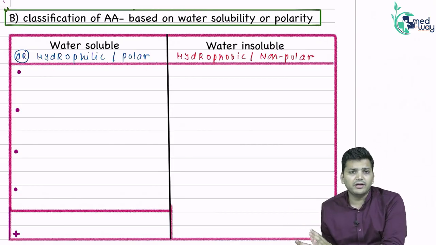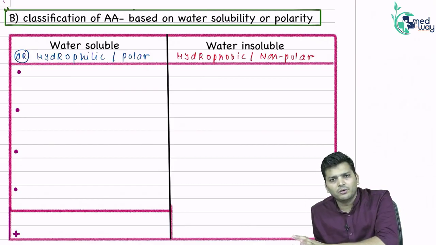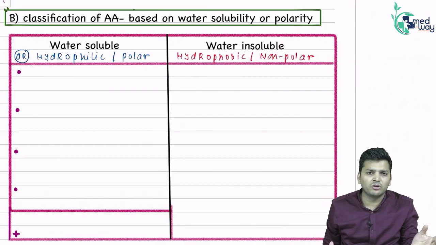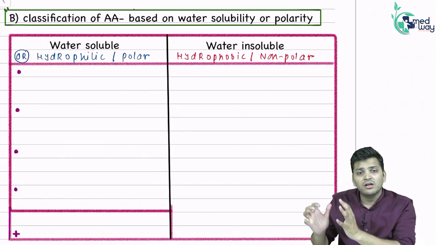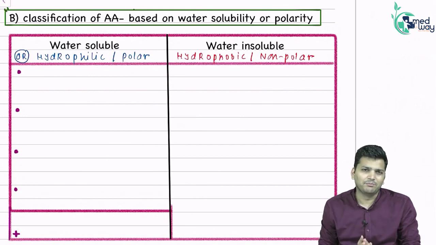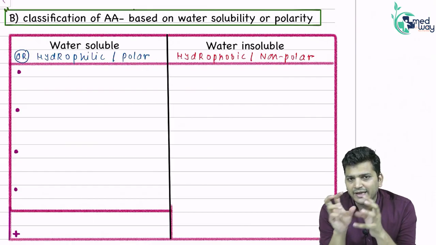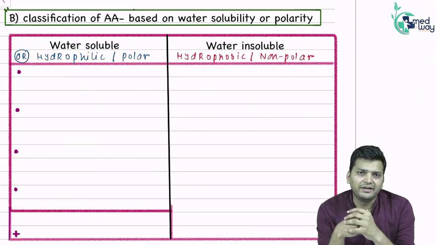Although if you just remember one category, let's say the water soluble ones, and the remaining are the water insoluble, then also it is going to be difficult because the list will be long, right? We might miss one or two names. So how to overcome this problem? It's very simple. We are not going to remember the examples. We are going to remember the categories.